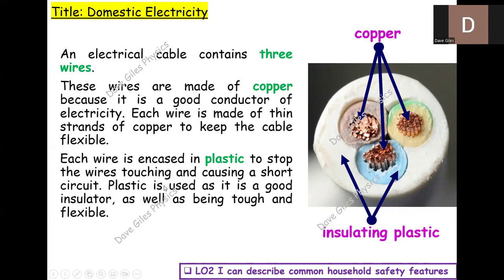So a short circuit is just where you've got 2 wires touching, so there's no resistance between them. So current will pass between them, which we don't want. It can cause overheating problems and various other issues. Plastic is used as a good insulator as well as being tough and flexible.